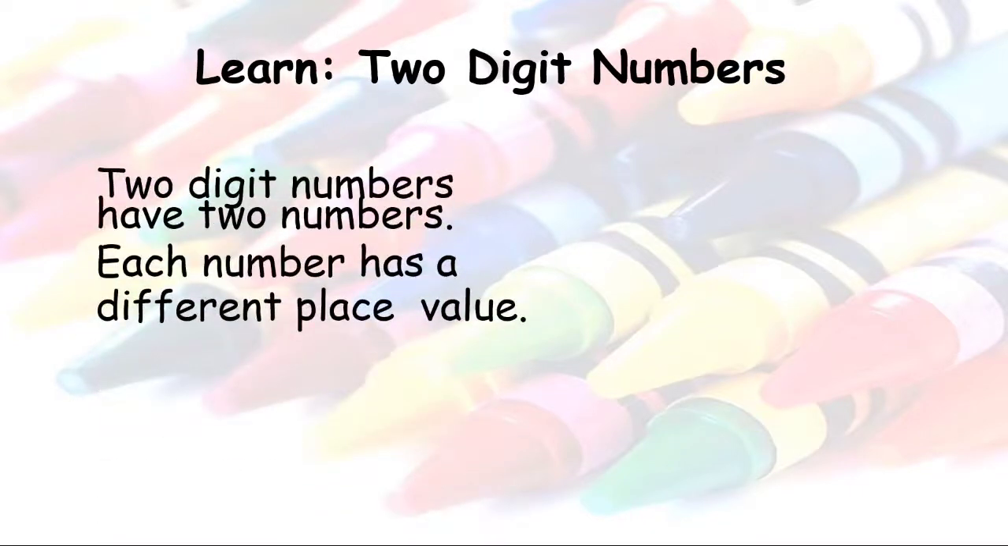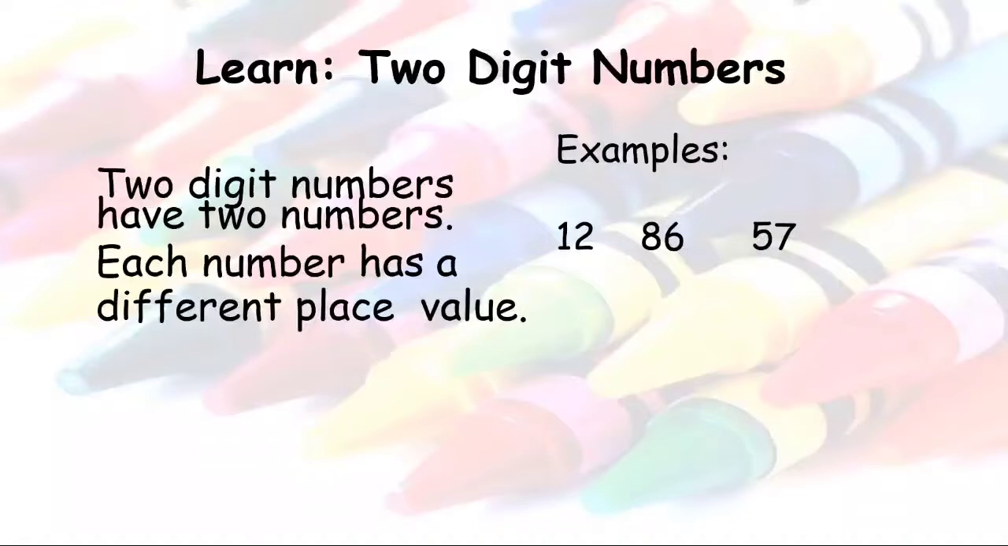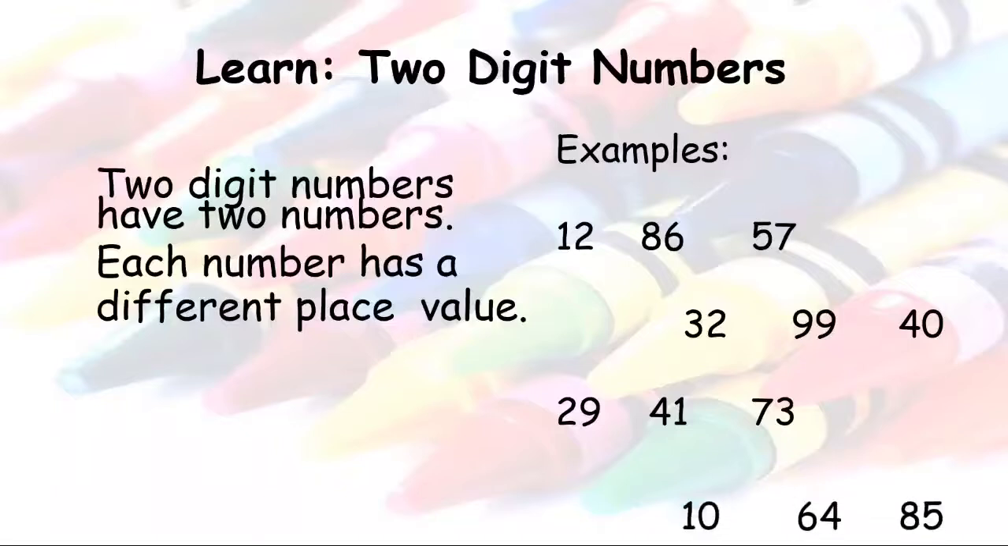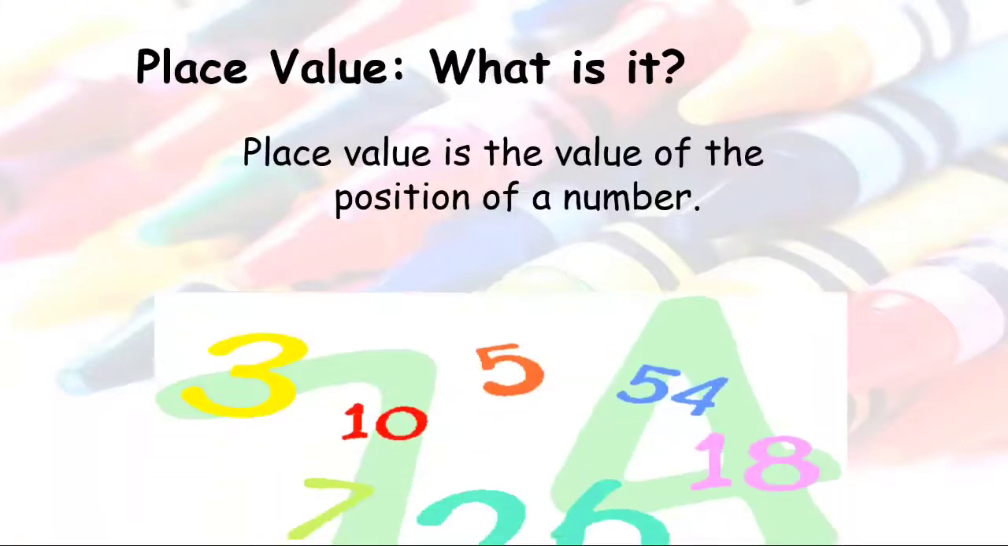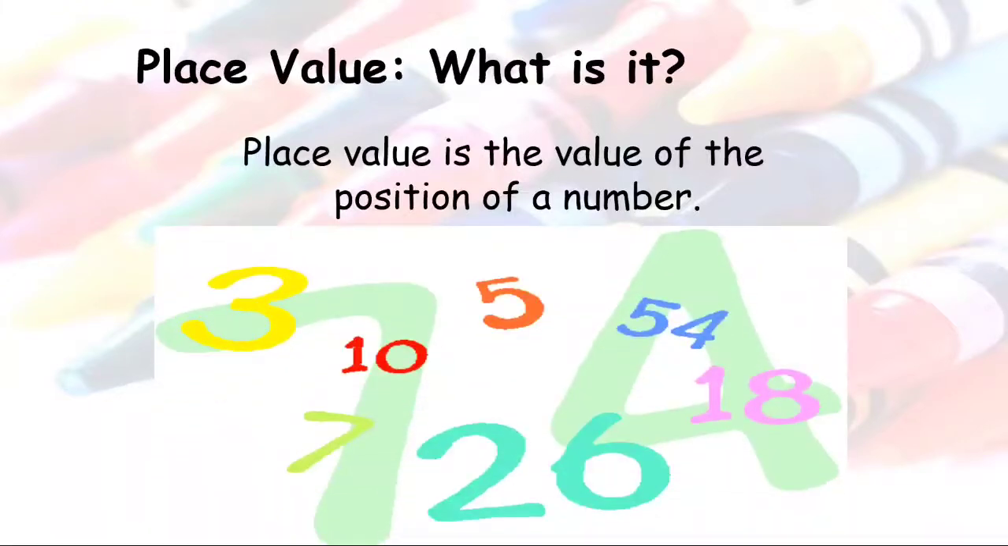What are two-digit numbers? Two-digit numbers have two numbers. Each number has a different value and place value, like 12, 86, 57, and the rest of its number. Place value is the value of the position of a number, like for this example, 3, 10, 7, and 5.